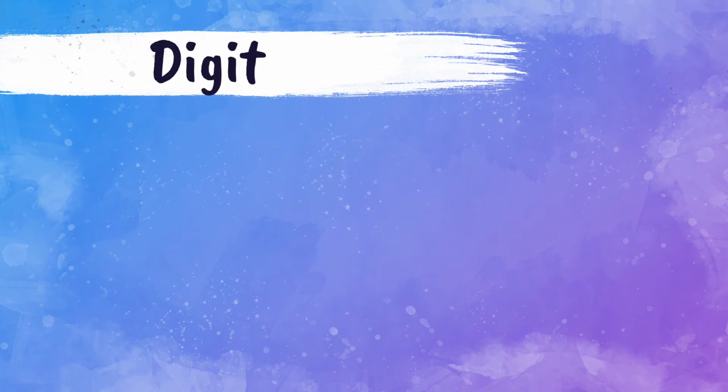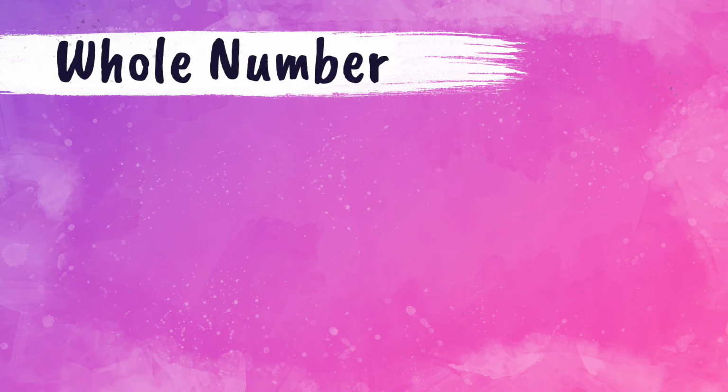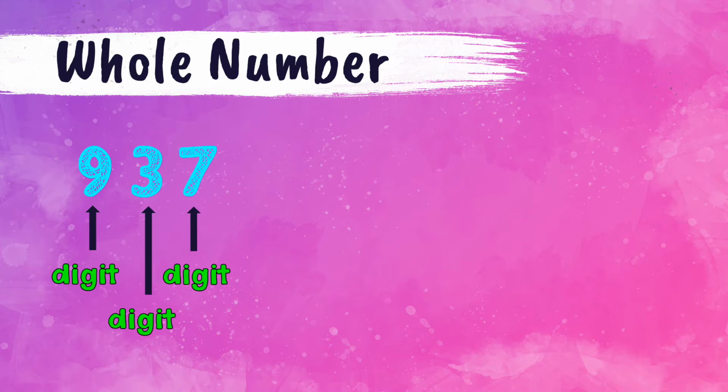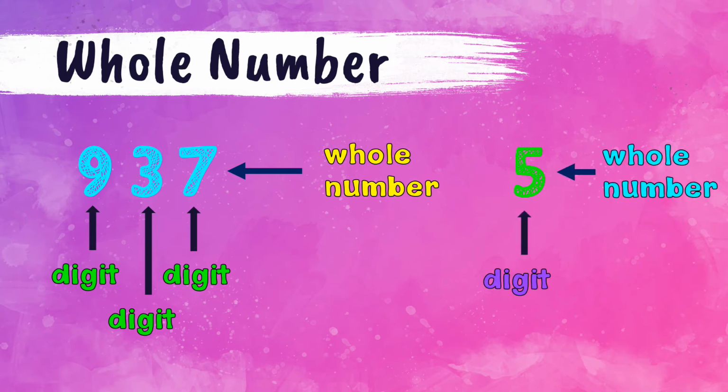First, let's learn some vocabulary. The digits are the numerals 0, 1, 2, 3, 4, 5, 6, 7, 8, and 9. A whole number is all the digits that make up a number. For example, in the number 937, the 9, 3, and 7 are all digits, but altogether it makes a whole number, 937. Sometimes a number is the same as a digit. For example, the number 5 is a digit, but it is also a whole number.